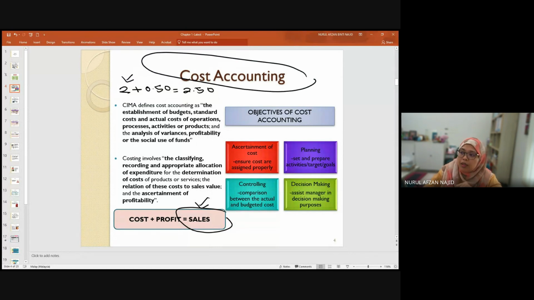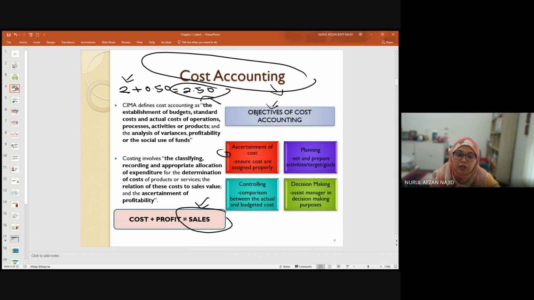Okay. So let's say kita tak buat cost accounting. Macam mana you nak tahu RM2.50 ni? So you tak akan tahu the exact figure, the exact amount yang you sepatutnya letakkan sebagai harga jualan for that particular product. Okay, that's why wujudnya cost accounting, di mana aim of cost accounting ni ataupun objective of cost accounting ni yang pertama adalah a settlement of cost.